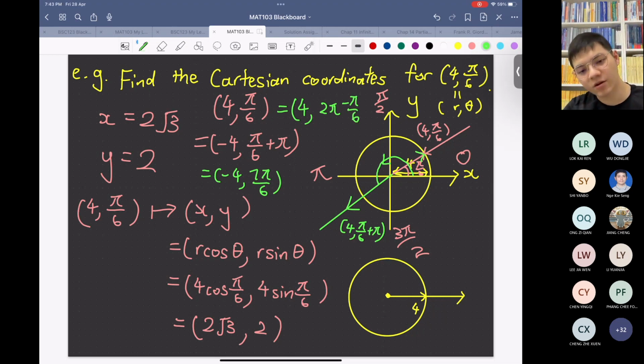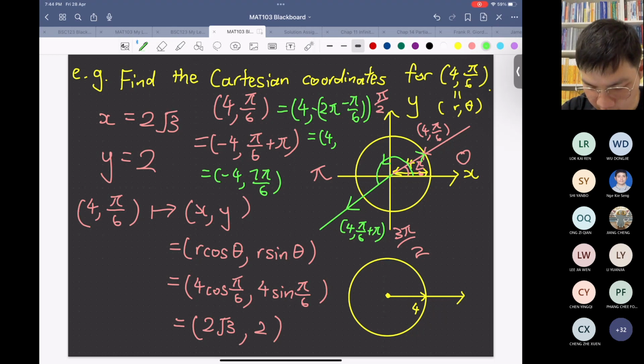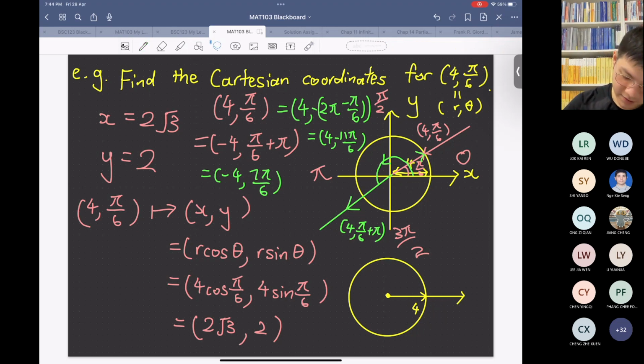But this is not enough, because I need to go clockwise. So going clockwise, I need to put a negative. So what do I get? 4 and negative 11 pi over 6. So 4, negative 11 pi over 6, and pi over 6.